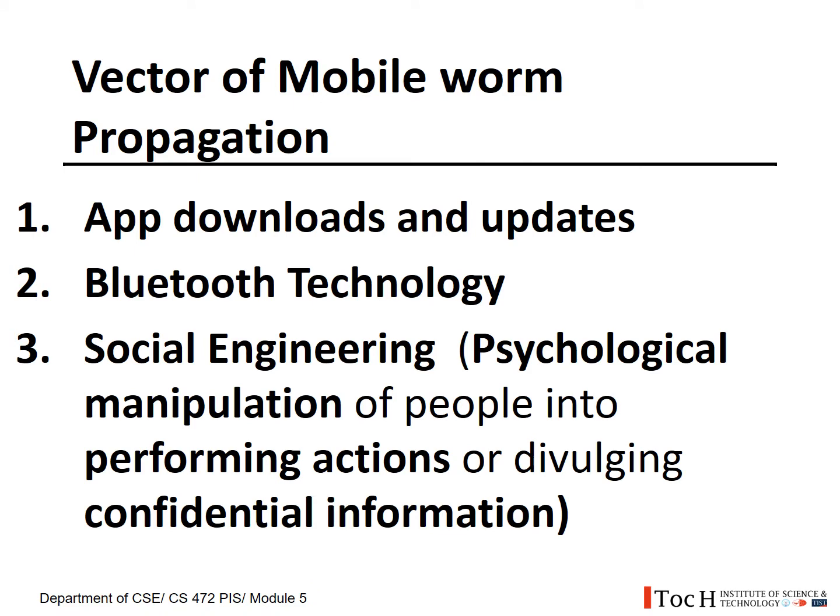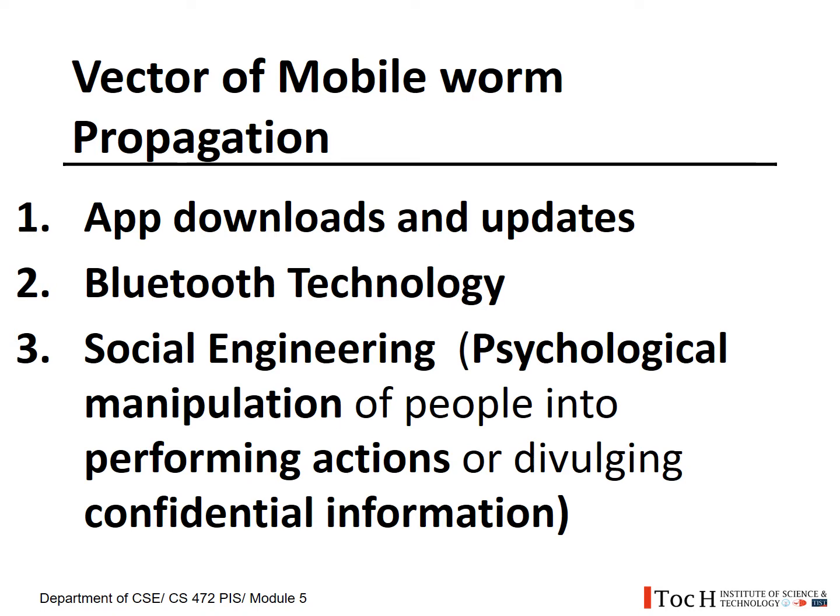The next point is to discuss the vectors of mobile worm propagation. That is, to discuss how these mobile worms propagate. First method is through app downloads and updates. Second method is through Bluetooth technology, and the third method is social engineering.